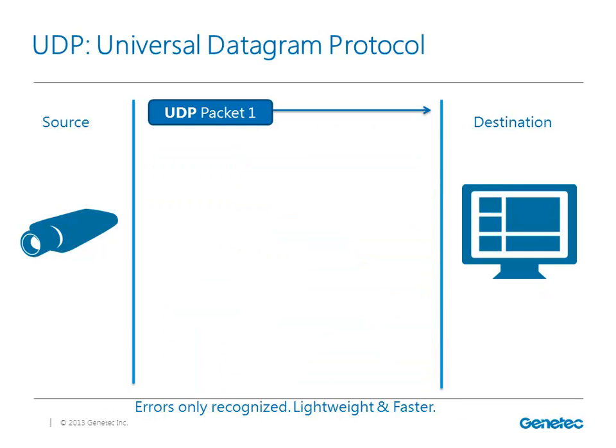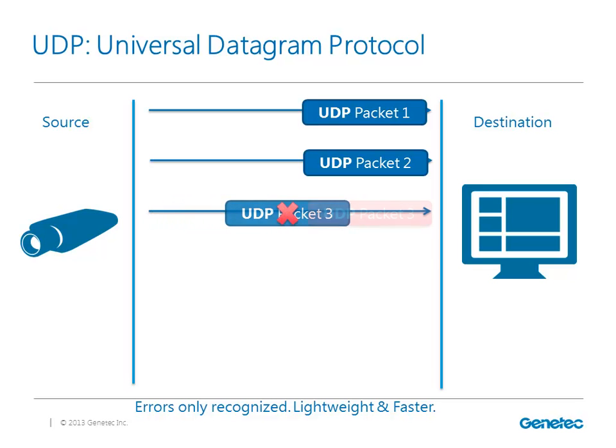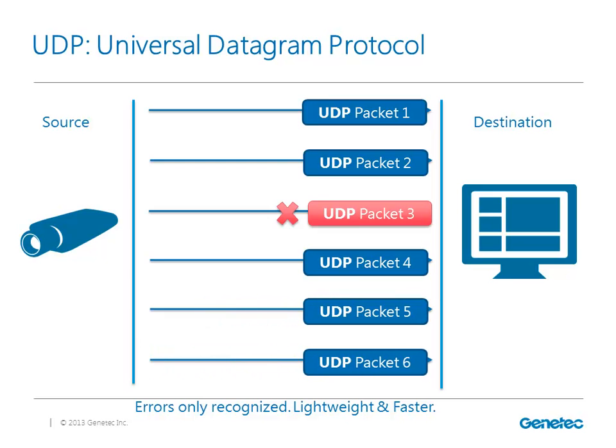A UDP transmission, however, involves no error checking mechanism. Sending data from a source like an IP camera to a destination like a workstation using UDP looks something like this. In this animation, we can see that if a given video packet is lost, no retransmit is sent, and the transmission continues with subsequent packets. UDP is much more lightweight and faster than TCP. However, there's no guarantee that every packet will reach its destination.